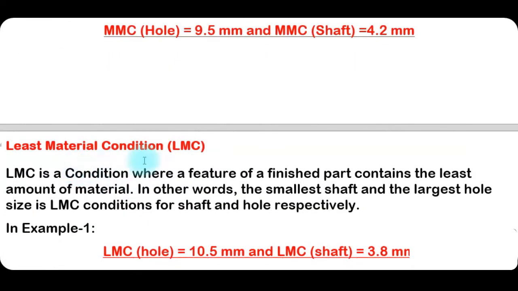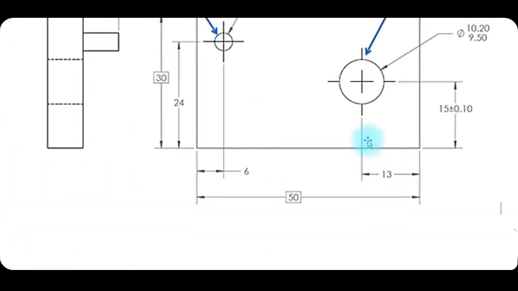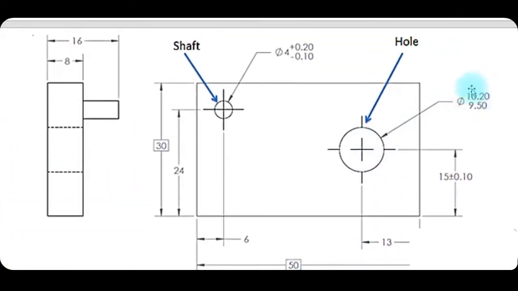And now least material condition, meaning LMC. LMC is the condition where the part contains the least amount of material. In other words, the smallest shaft and the largest hole is the least material condition. For example, LMC of the hole is 10.5 mm and LMC for the shaft is 3.8 mm.